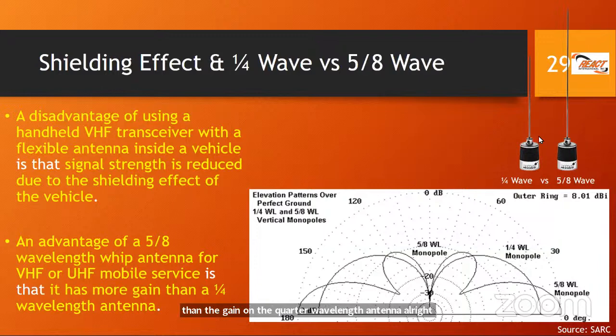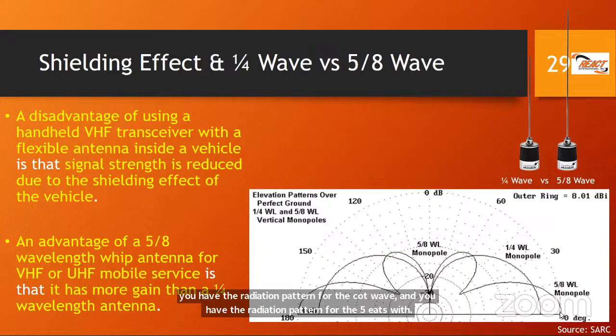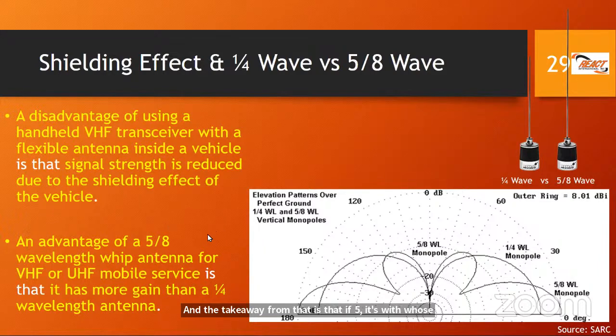This is a 5/8 wave and this is a quarter wave antenna, maybe in the UHF or the VHF band, right? So the quarter wave is shorter than the 5/8 wave, right? So it's not to scale, but just to show it is shorter. So you have the radiation pattern for the quarter wave and you have the radiation pattern for the 5/8 wave. And the takeaway from that is that the 5/8 wave goes further. So let's see the question that is related to this.